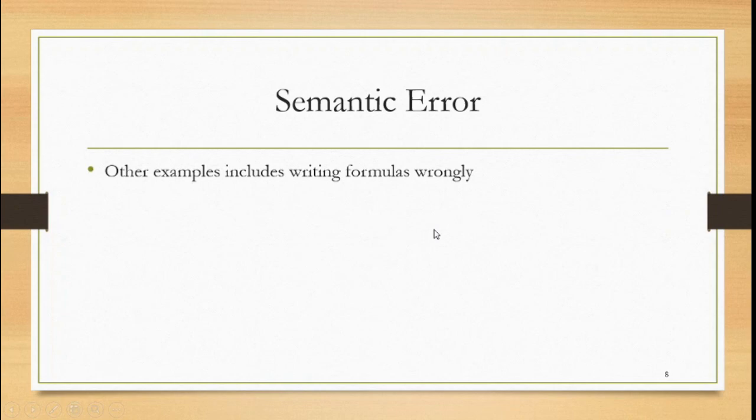Other examples of semantic errors include writing the formulas wrongly. For example, if you are told to find the kinetic energy of the system, you are given mass and velocity, and you write the formula wrongly. For example, instead of writing half mv square, you write only mv square. So the answer will not be the desired one.